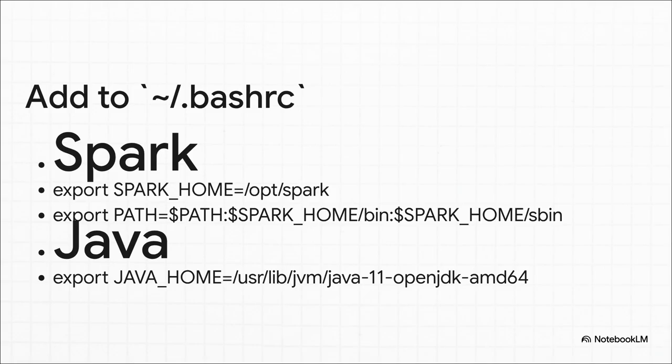We do this by editing a special file in your home directory called .bashrc. Think of it as the main settings file for your terminal. You can see here we're adding a few lines. We create a Spark home variable pointing to where we put Spark, and we add its bin folder to our main path. We're basically writing down Spark's new address in the book.